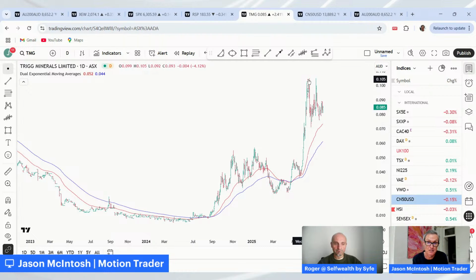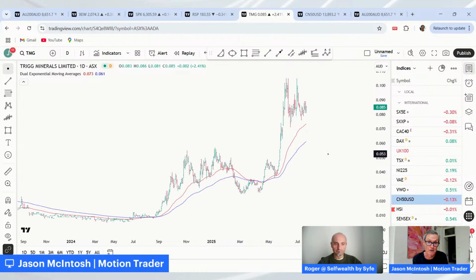I do like this, that it has held on to most of these gains so far. That's an encouraging sign. Often we see these ones soar and then flop. That one's not doing this, so that's an encouraging sign.